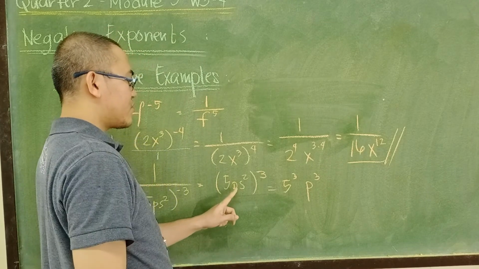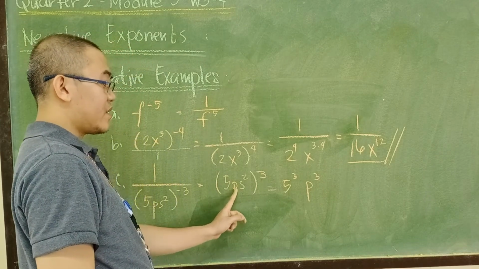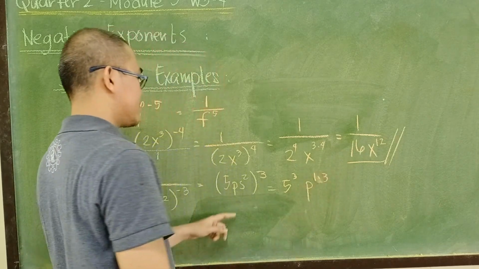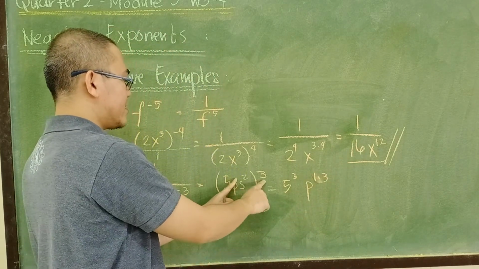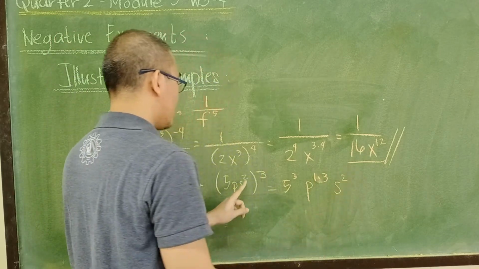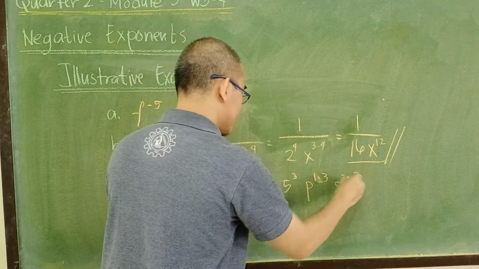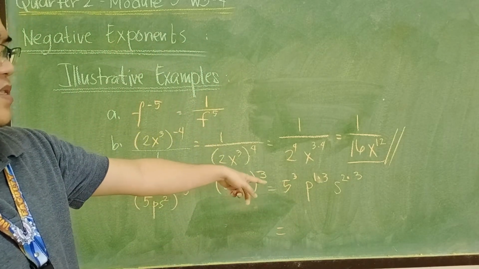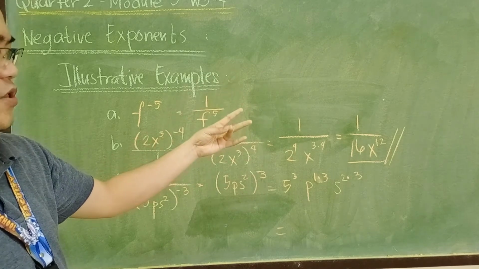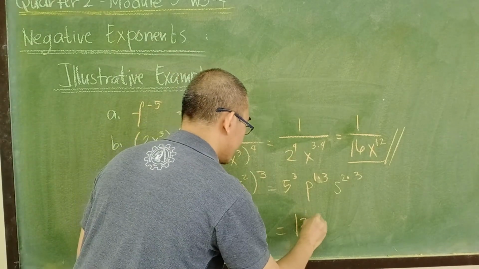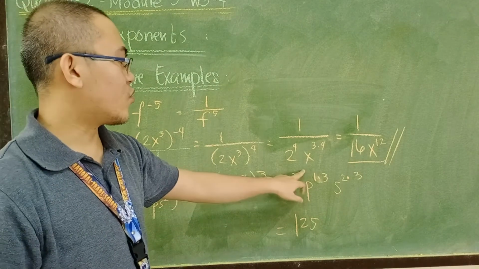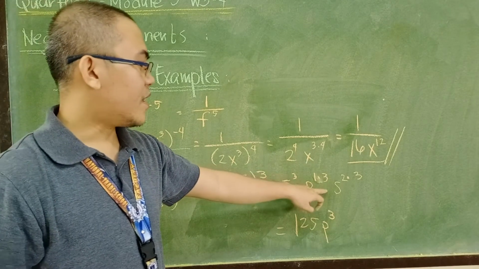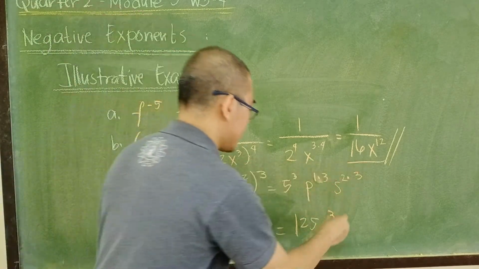Di ba meron tayong exponent na 1 dito sa may p na hindi lang nakalagay? So, this is actually 1 times 3. Yung 1, i-multiply natin sa 3. And then yung s squared, i-multiply natin yung 2 sa 3. So, we have 5 raised to 3. This means i-multiply mo yung 5 ng 3 beses sa sarili niya. So, 5 times 5 is 25, times 5 is 125. p raised to 1 times 3. 1 times 3 is p raised to 3. s raised to 2 times 3. 2 times 3, that is 6. So, s raised to 6.